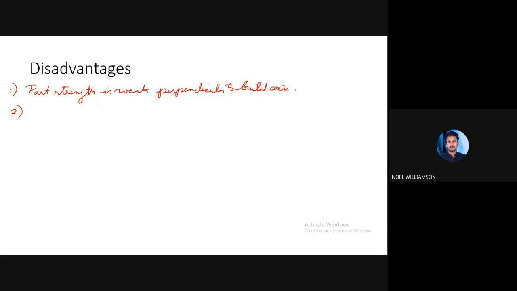Now one more, that is seam line. Here you can see there is a layer by layer addition, just by drawing. So in the final product, we will see certain lines separating the layers. The separation between the layers will be seen as a seam line. That is another disadvantage. Seam lines between the layers.